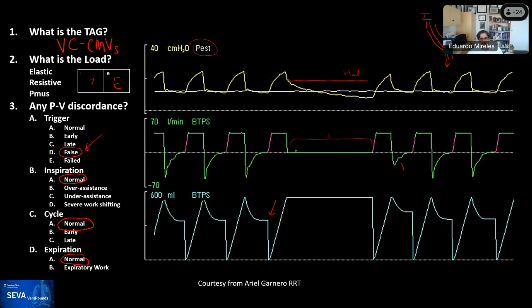So, for example, on PC-CMV, type 1, we could set up a trigger for the breaths, a baseline respiratory rate, and the patient will be getting that amount under pressure control and just do that.